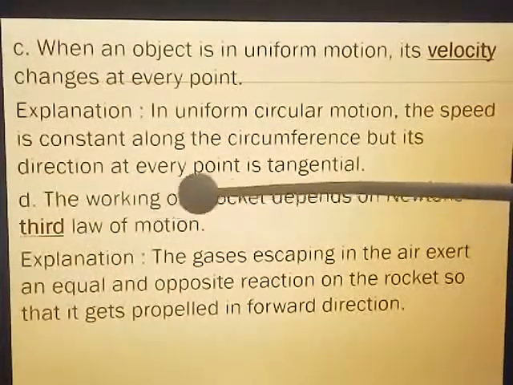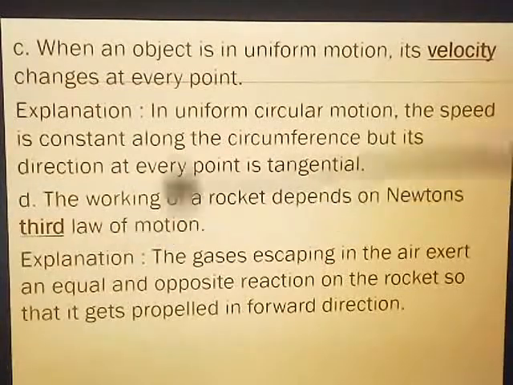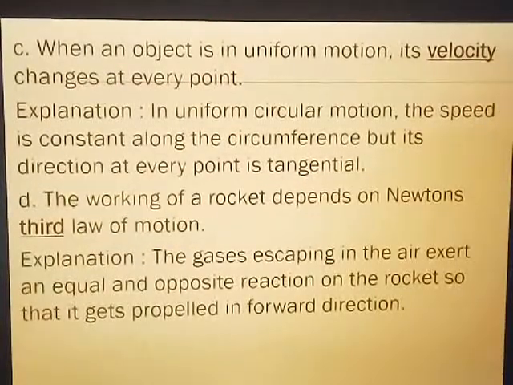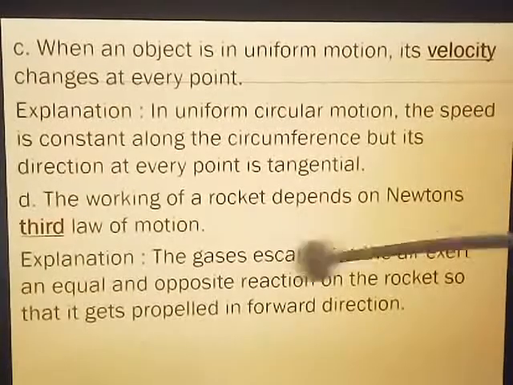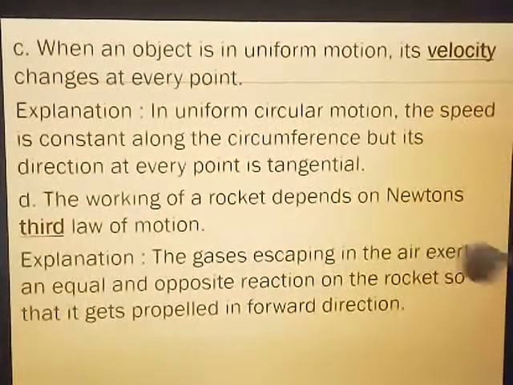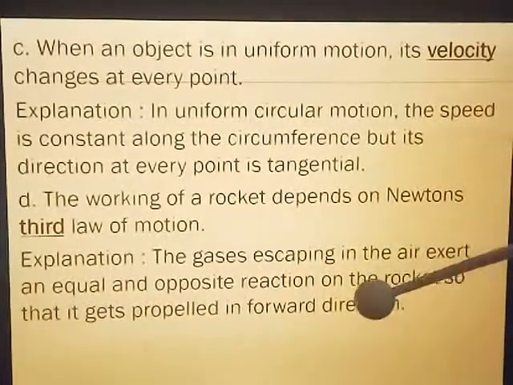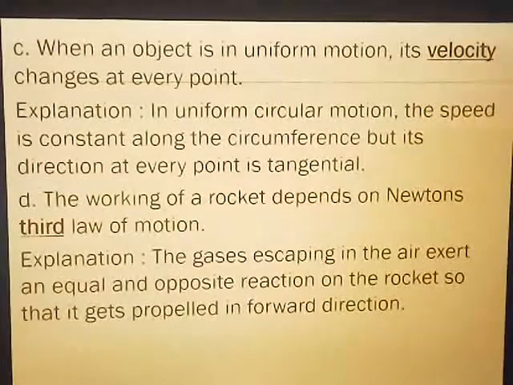Now, the working of a rocket depends on Newton's third law of motion. Why third law? Because when the rocket is launched, the gases which are escaping in the air exert an equal and opposite reaction on the rocket, so that it gets propelled in the forward direction. It gets propelled ahead. Now here one question I have left aside, that is, during collision dash remains constant.